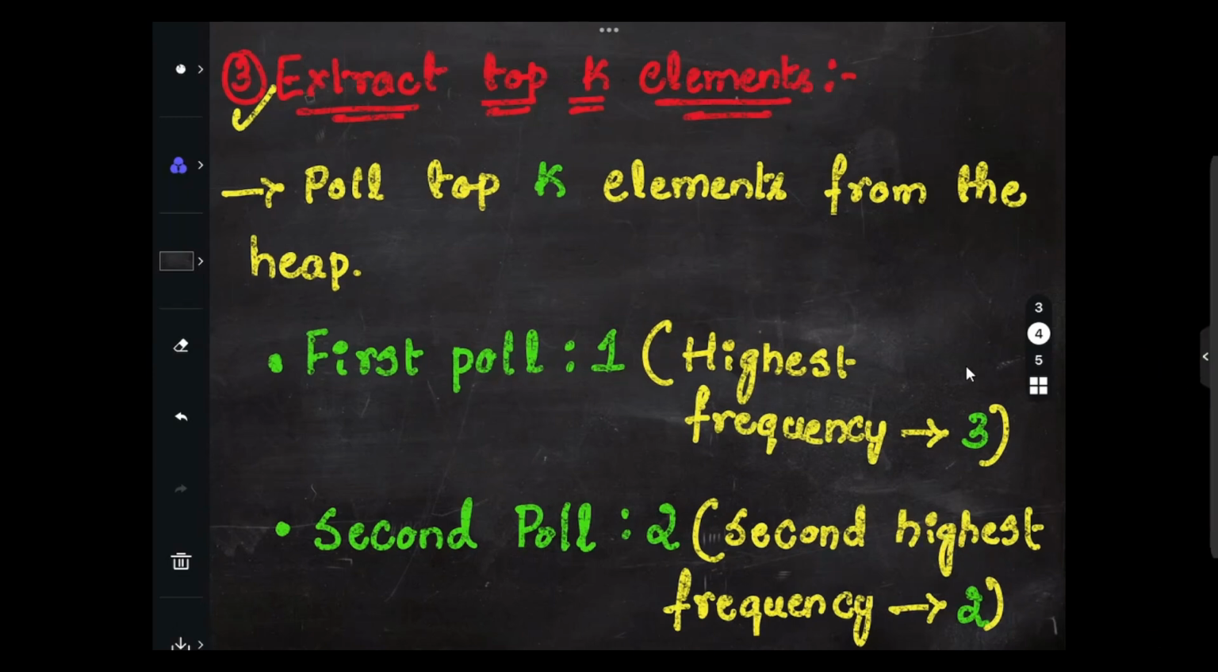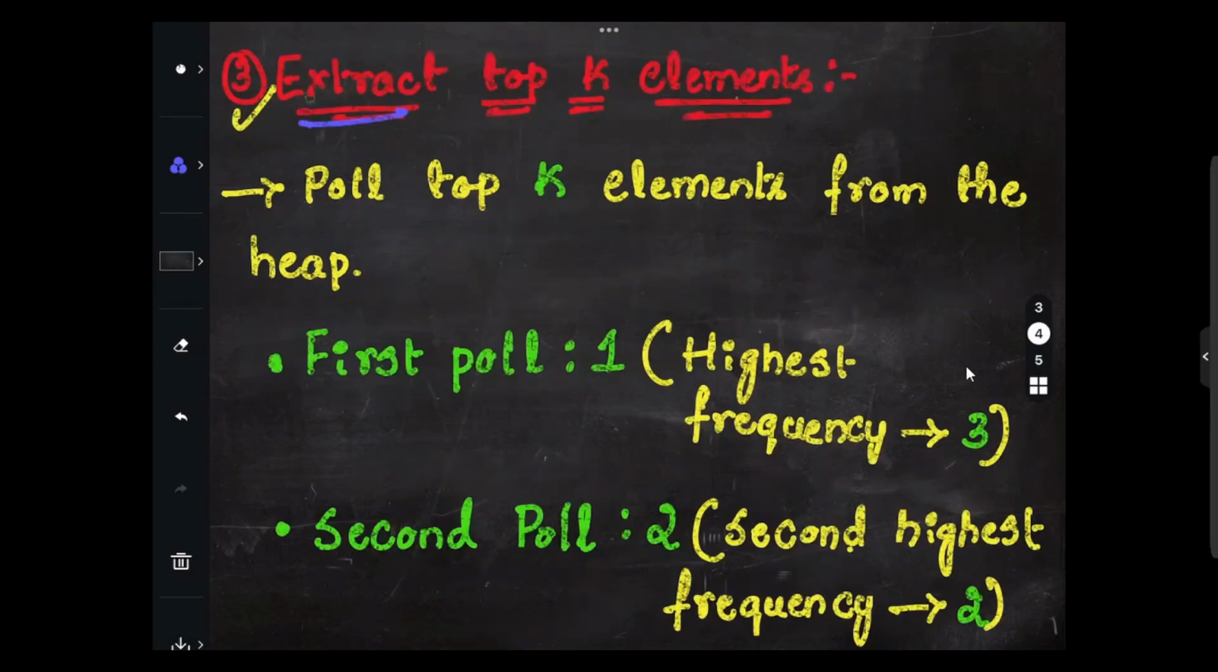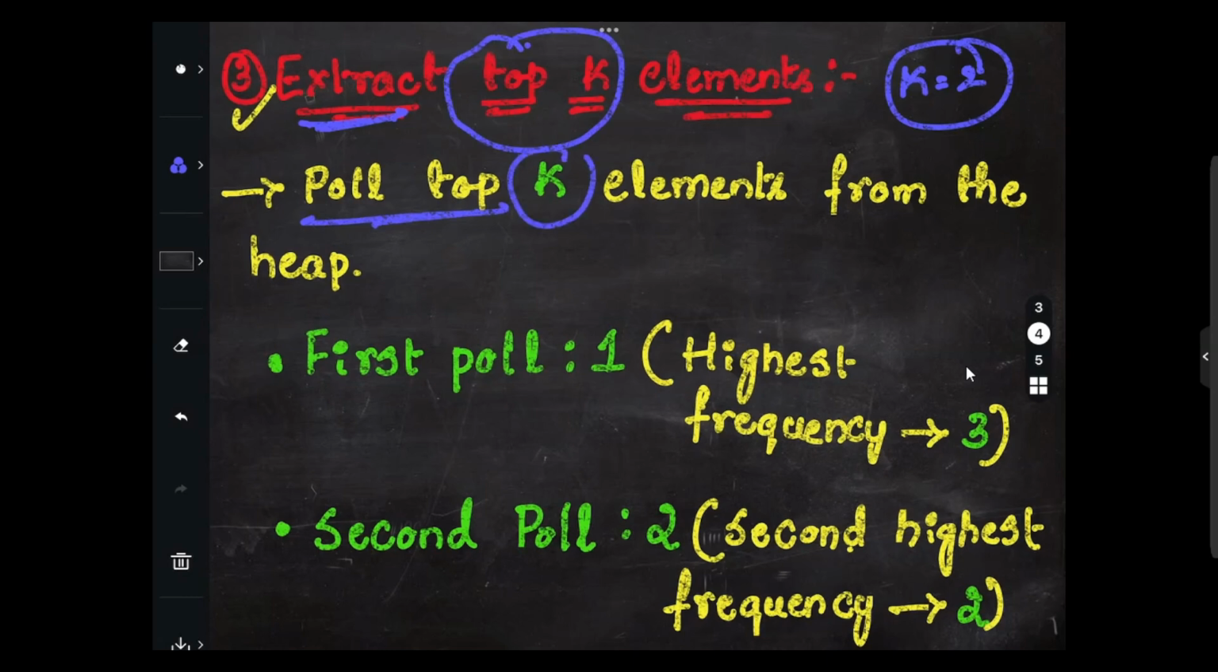After using the priority queue, after getting the heap order, we saw the heap order in the previous step, right? So we have to extract the top k elements. In this case, we have been given k equals 2, right? So we will be pulling top k elements from the heap. First poll here is 1, that is nothing but highest frequency with the 3.